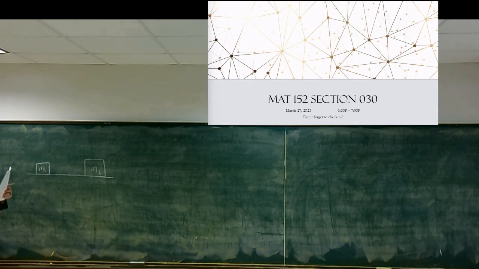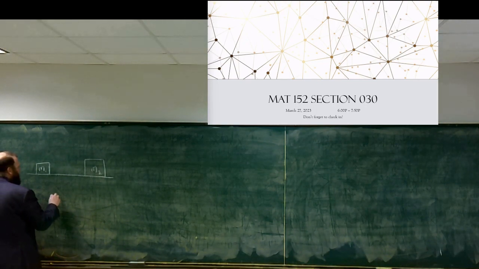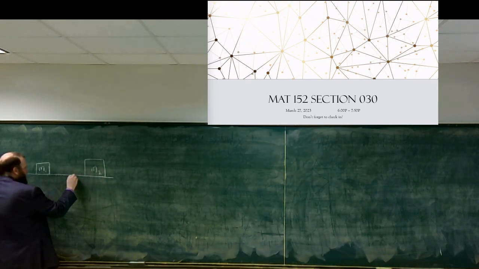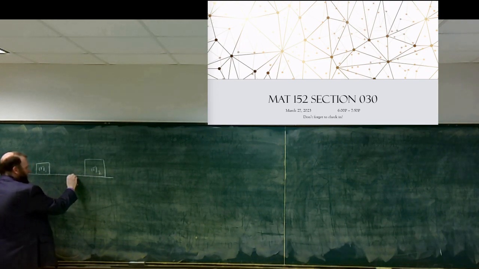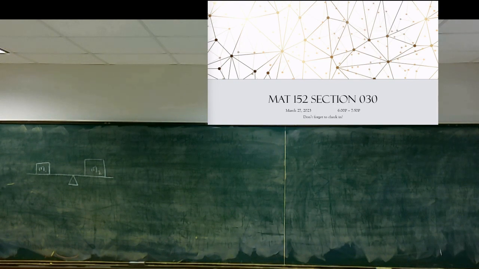And so let's say this is a seesaw. You have two masses. The center of mass is the point where it's balanced.